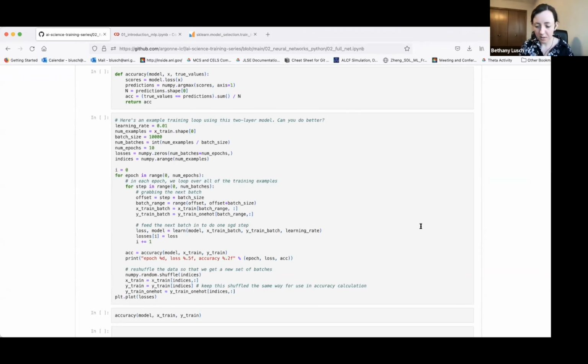Overfitting would be when there's a big gap between the training and the validation loss. So maybe you're happy with the training loss, but the validation loss is much worse. Thanks for asking that. It's a good question.